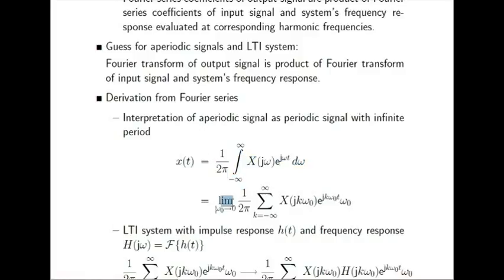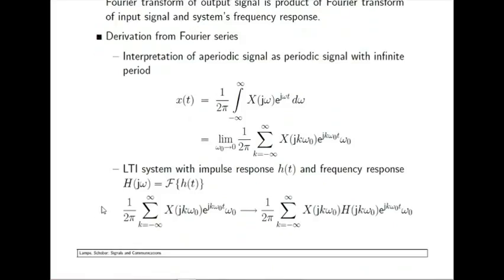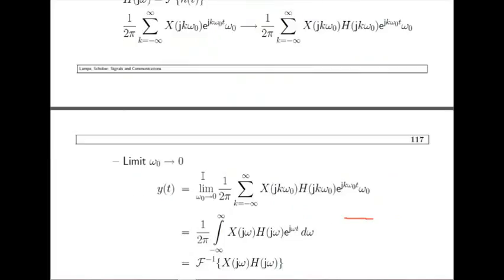The LTI system has impulse response h of t, and its frequency response H of j omega is the Fourier transform of h of t. If this is the input of the LTI system, then the output we get is similar, but just multiplied with the frequency response. If I take the limit of the time period to infinity, or omega naught to 0, then I can rewrite this equation in this manner, where I have replaced k omega naught with omega.